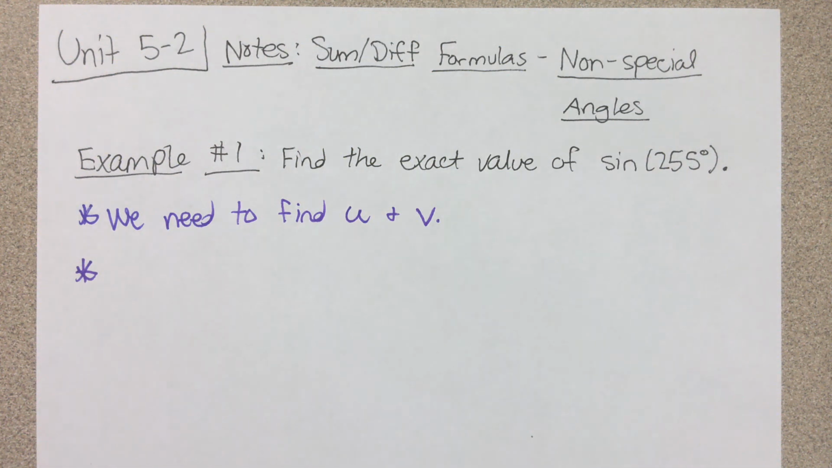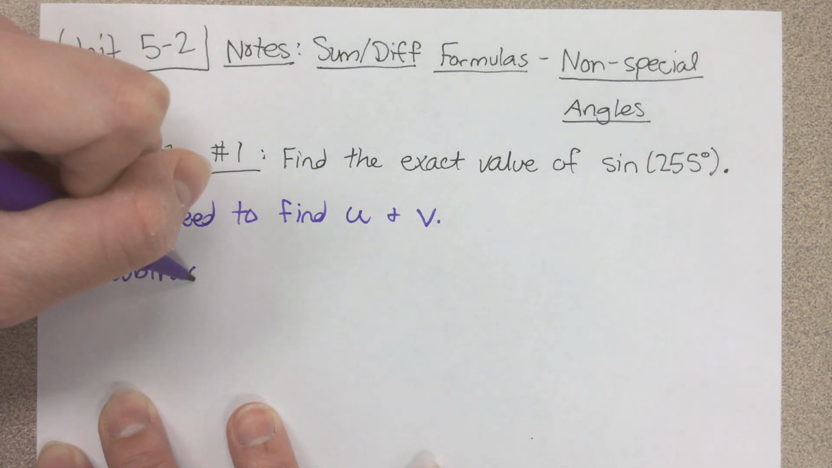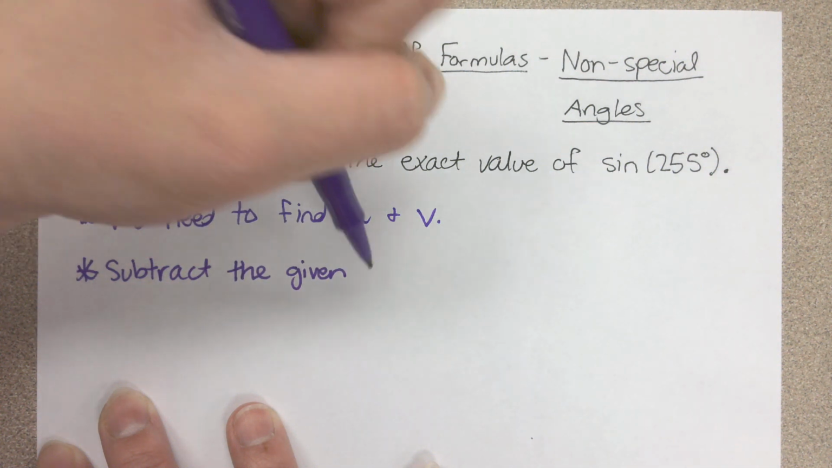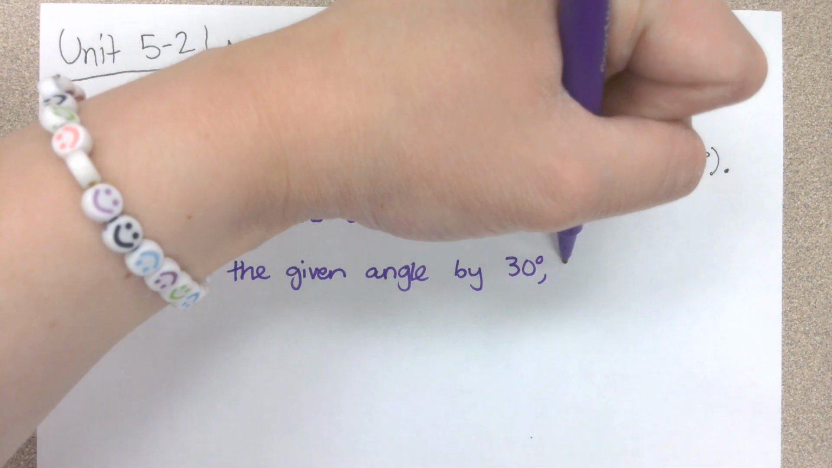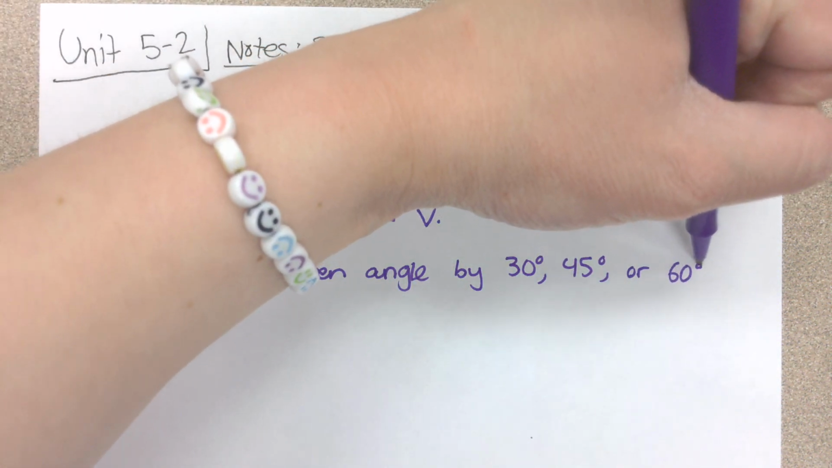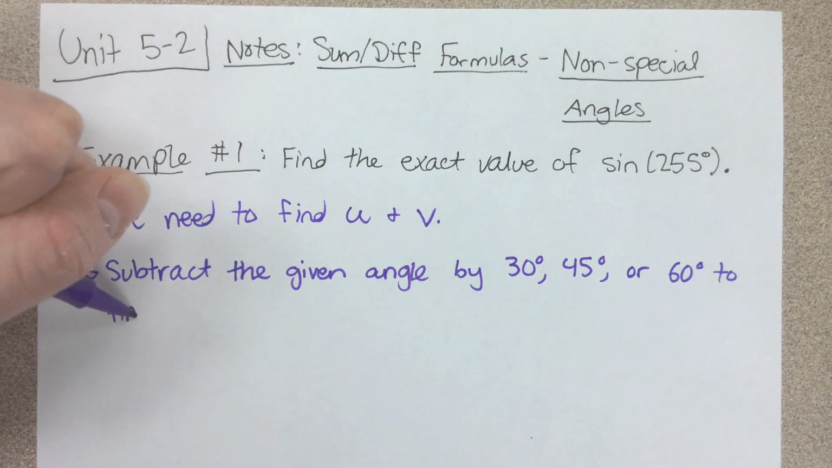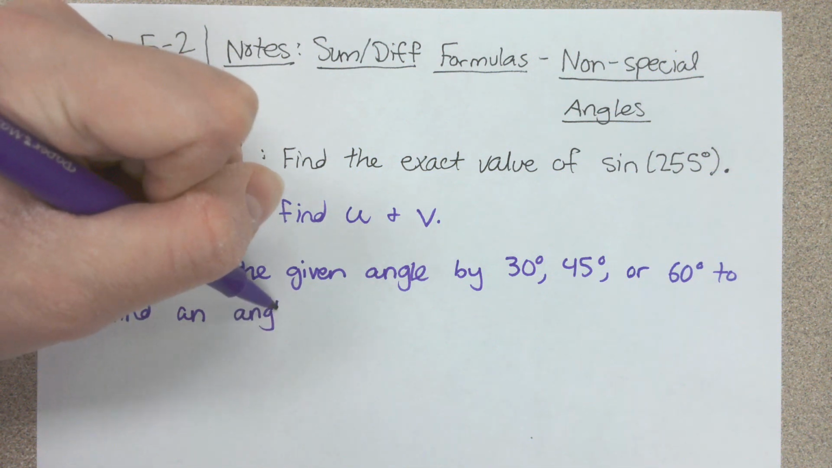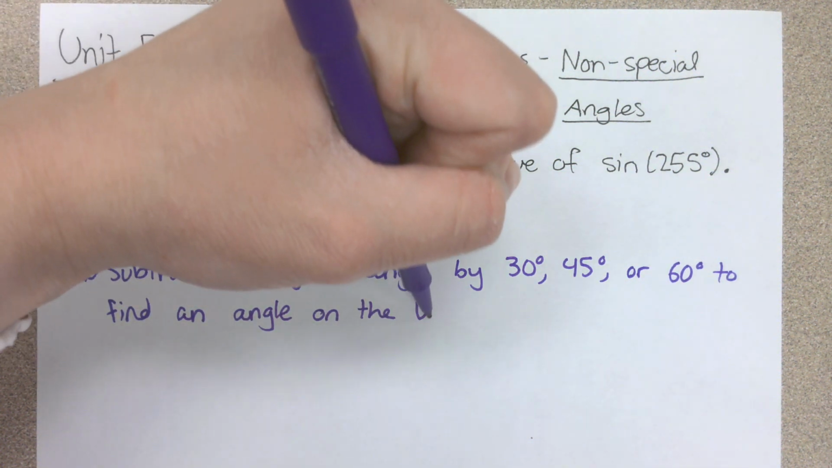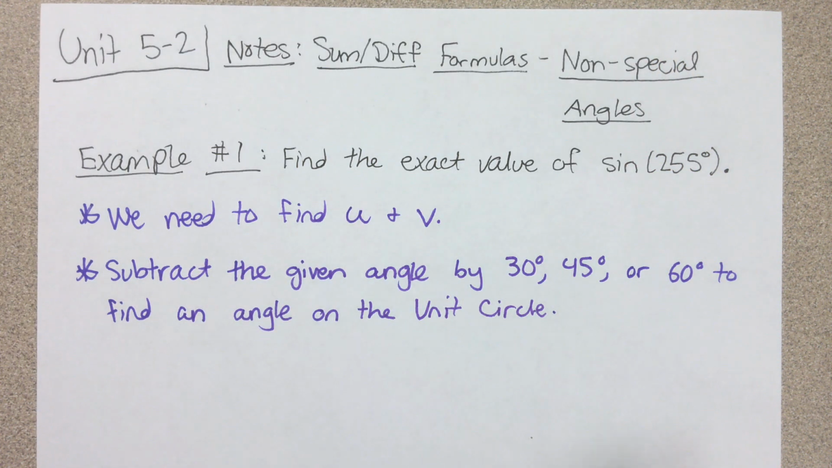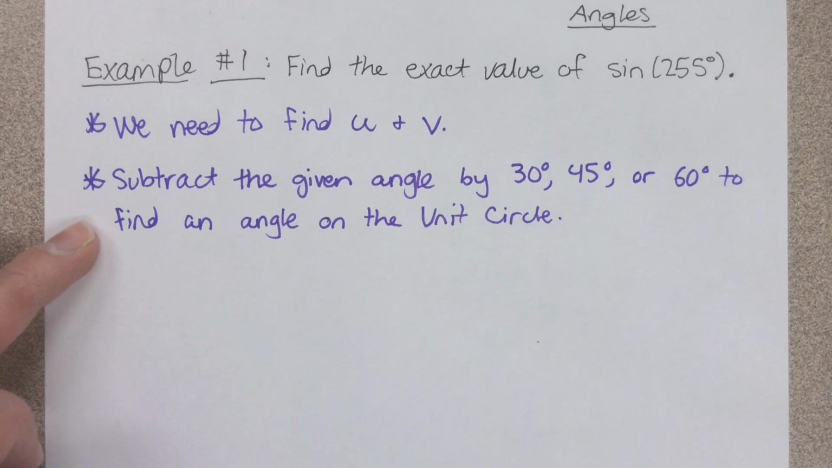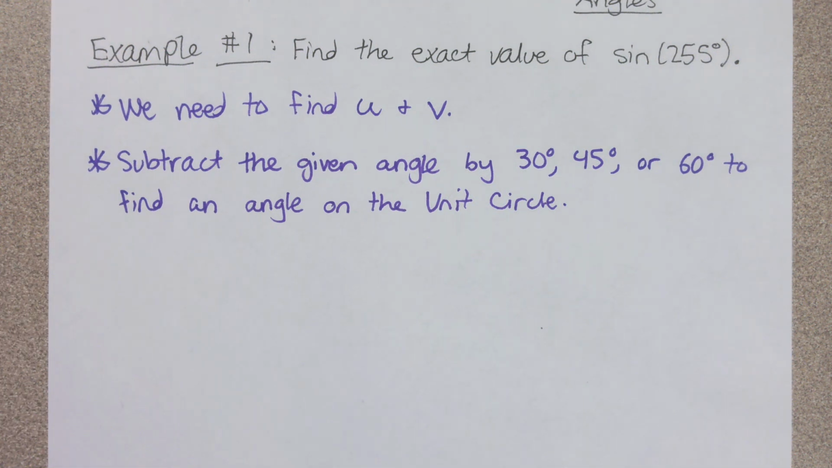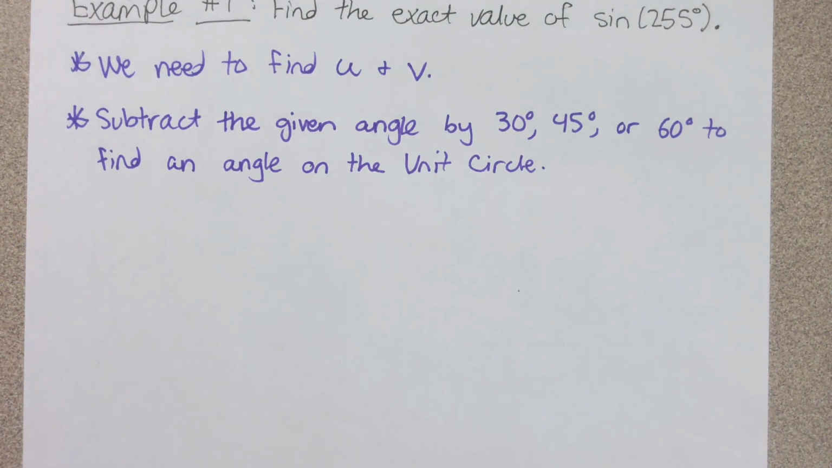In order to do this, we subtract 30 degrees, 45 degrees, or 60 degrees from the given angle to find an angle on the unit circle. So I'm going to go through each of those to see what that would give me.